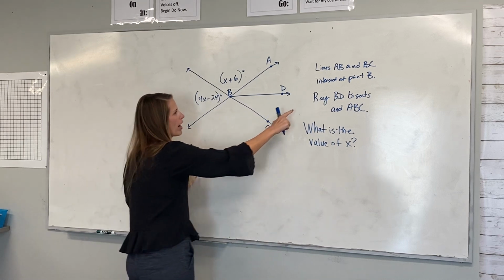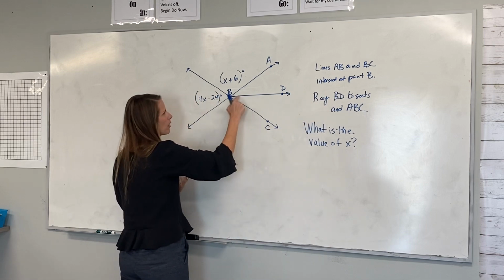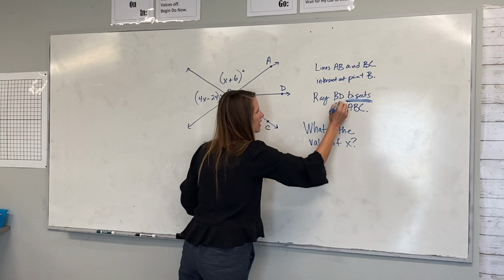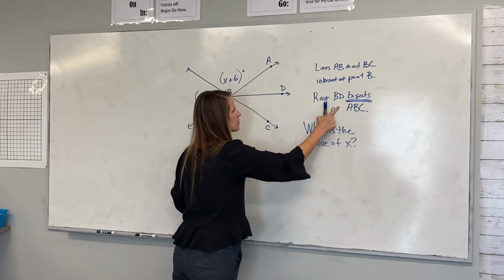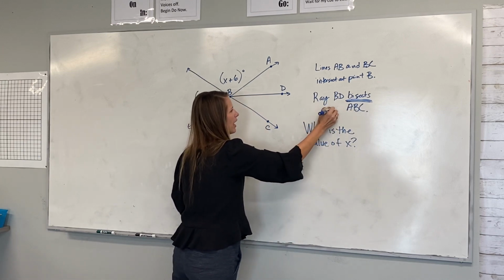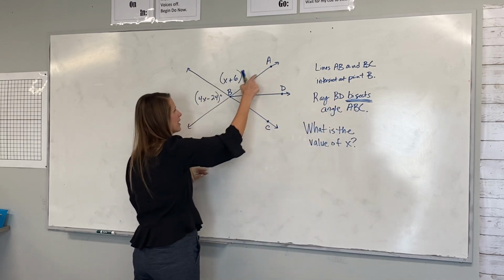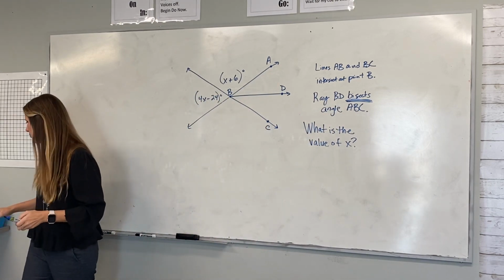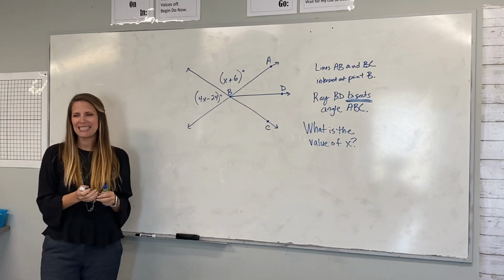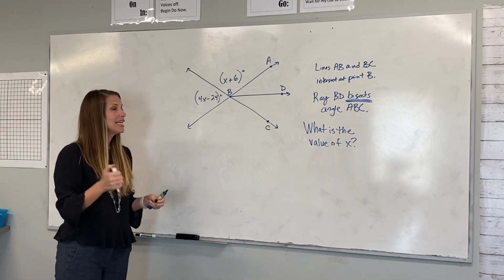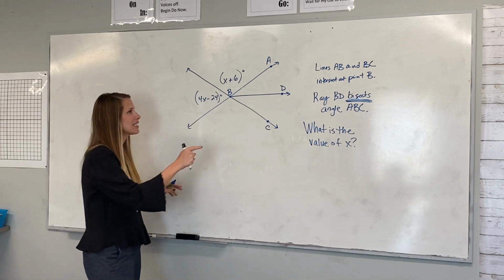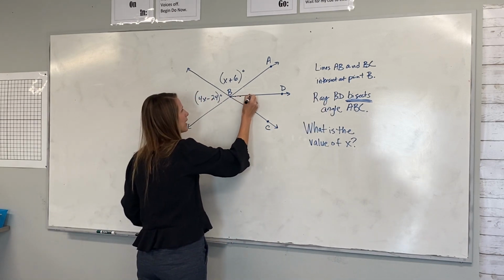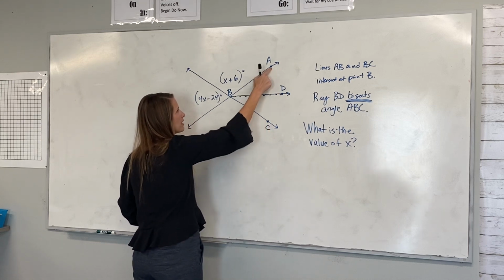It says ray BD, this one, bisects angle ABC. Before we move on, we have to know what bisect means. Split in half. Yes, very good. It says that this ray, BD, actually bisects this angle, ABC.